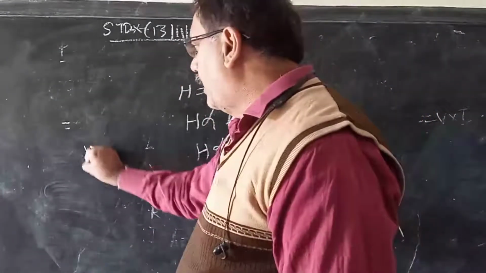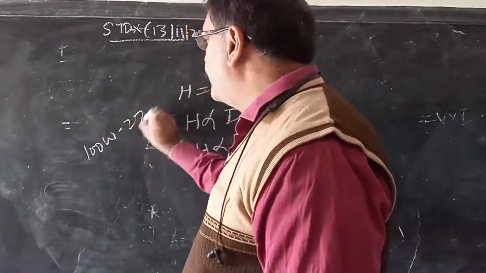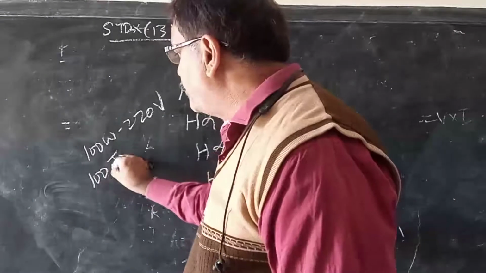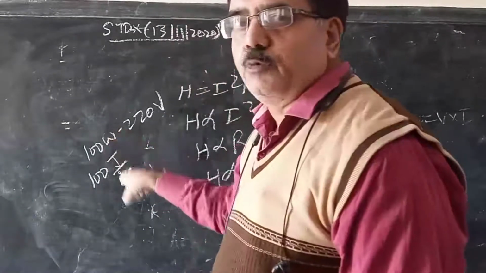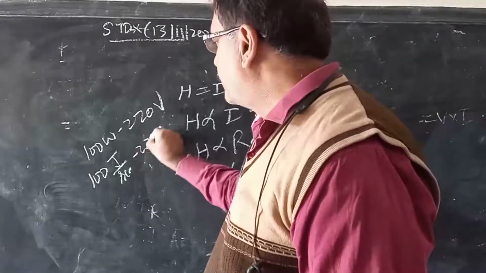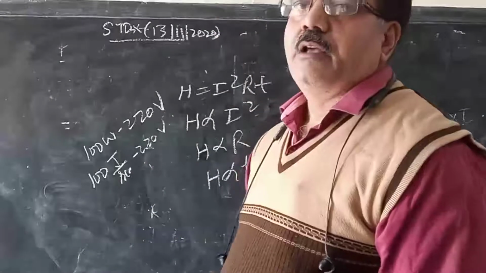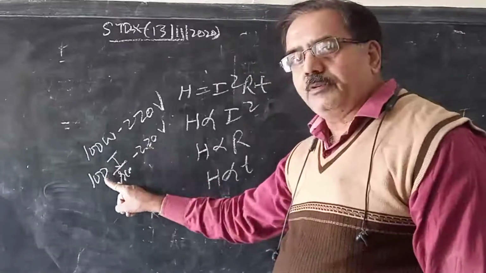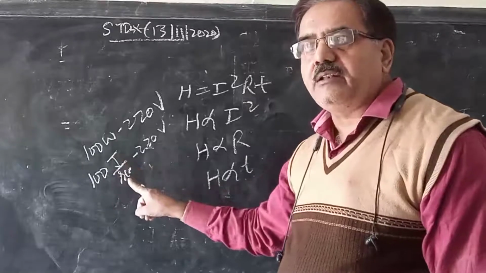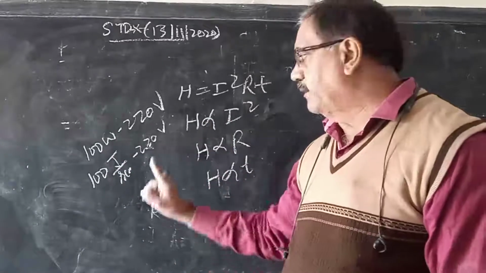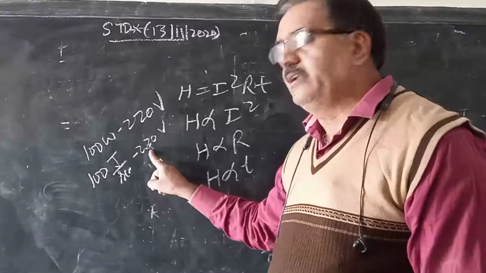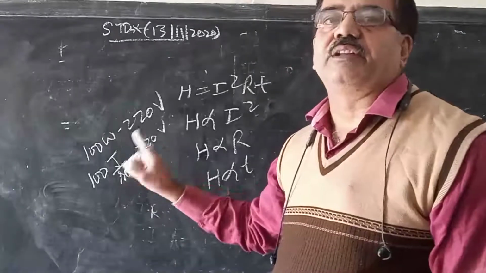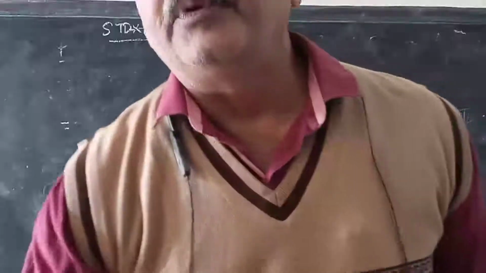And one more, 100 watt and 220 volt. What do you mean by this? Watt means 100 joule per second, because the unit equal to joule per second is the watt. 220 volt. The meaning of this: on supply of 220 volt current, this bulb consumes 100 joule energy in 1 second. Once again, on supply of 220 volt current, this bulb consumes 100 joule energy in 1 second. This is the meaning of this one. So hope you can solve this.